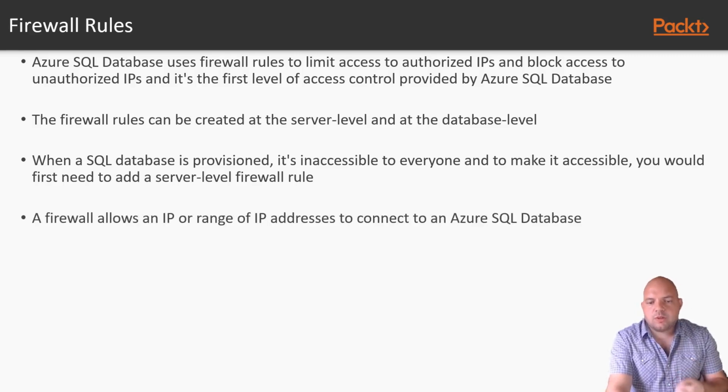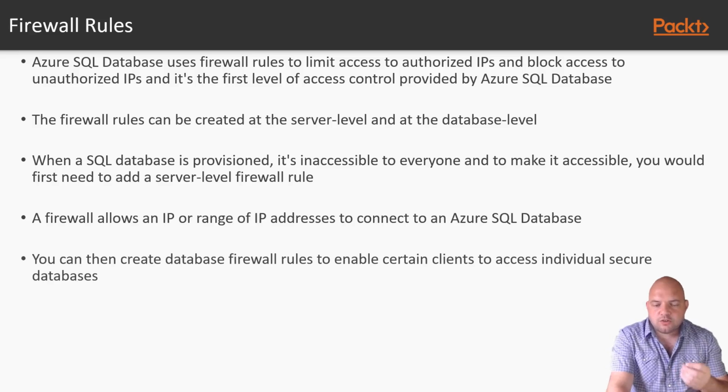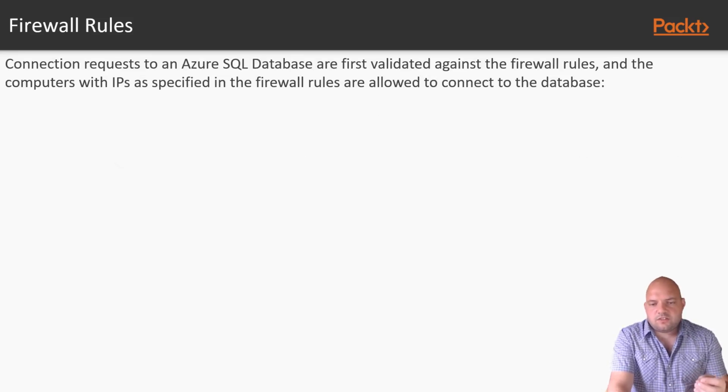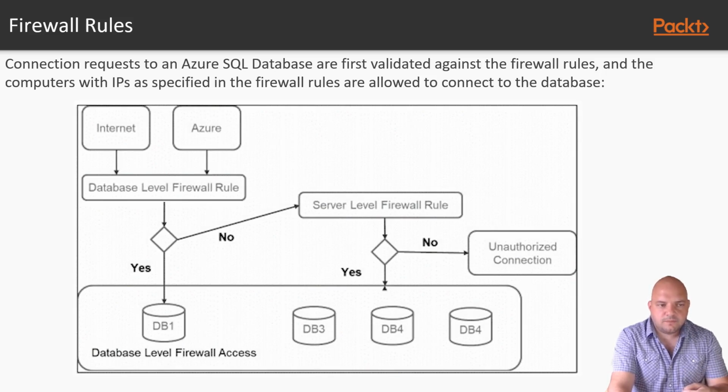So a firewall rule allows an IP address or a range of IP addresses to connect to an Azure SQL database. You can then create database firewall rules to enable certain clients to access individual secure databases. Connection requests to an Azure SQL database are first validated against the firewall rules, and the computers with IP addresses specified in those firewall rules are allowed to connect to the database.